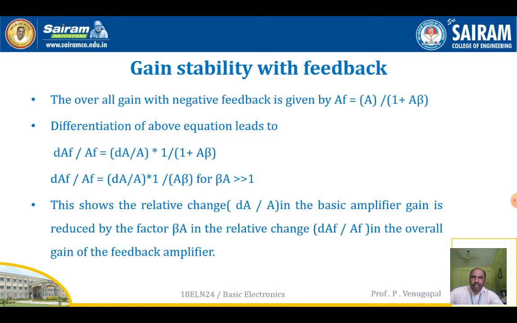Gain stability with feedback. Here the overall gain with negative feedback is given by AF is equal to A divided by 1 plus A beta. This is the feedback gain for the negative feedback amplifier. So differentiating on both sides, what will you get? We will get dAF by AF is equal to dA by A into 1 divided by 1 plus A beta, taking beta as a constant. dAF by AF is equal to dA by A into 1 divided by A beta, where A beta is far greater than 1.